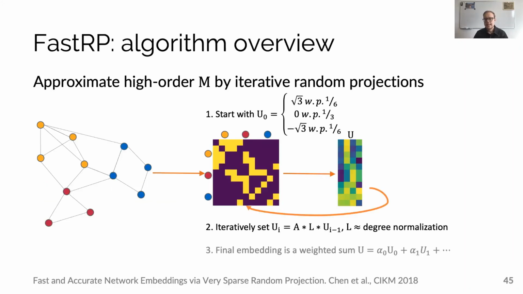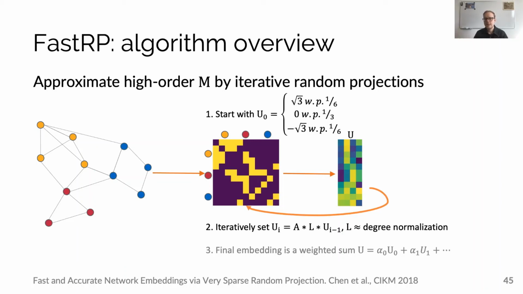A slightly more modern thing is FastRP. We start not with orthogonalizing the columns of a random matrix, but just with a completely random matrix filled with specific values: square root of 3 with a probability of 1 divided by 6, minus square root of 3 with a probability of 1 divided by 6, and 0 otherwise. So 2/3 of the matrix are actually zeros.